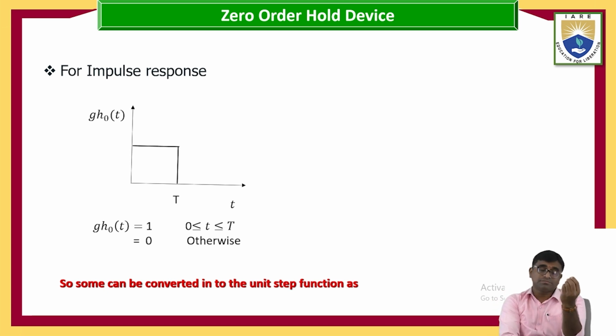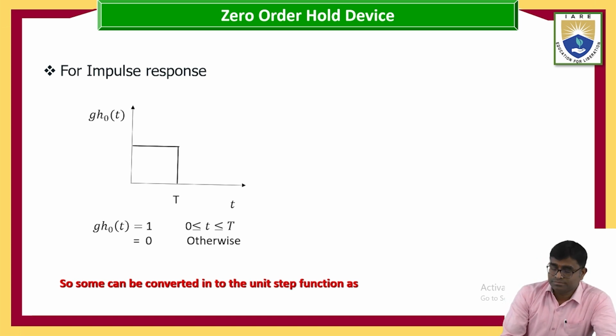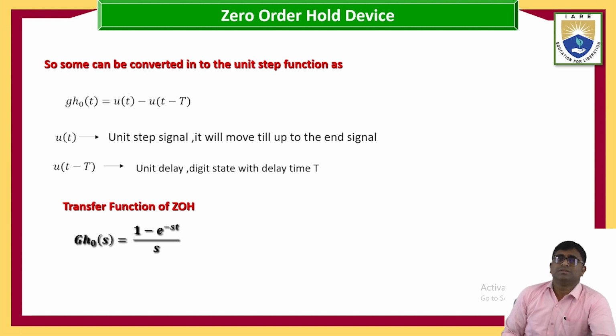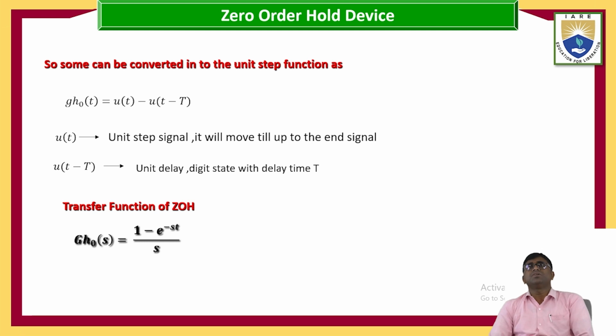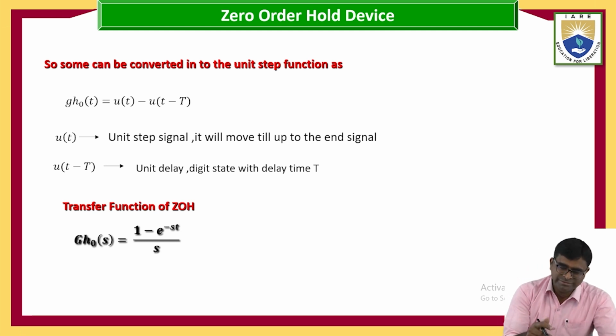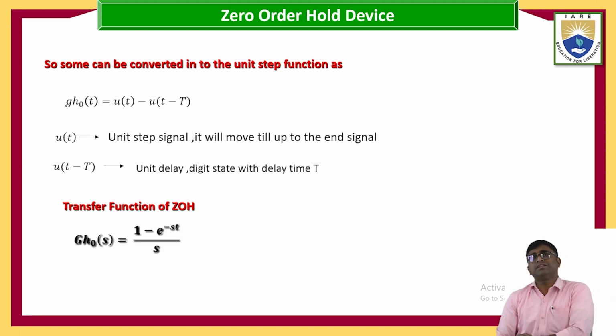So for the impulse function, and coming for this one, the transfer function of the zero-order hold. We are going for the unit step function. Convert this impulse function into unit step functions, that is, g of h of t equals u of t minus u of t minus T. This is nothing but the zero-order hold transfer function.